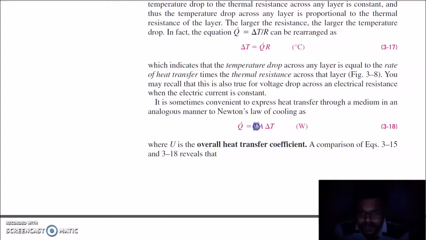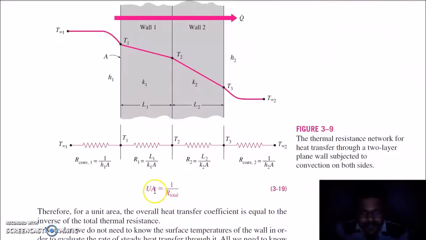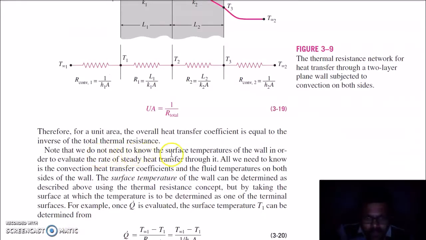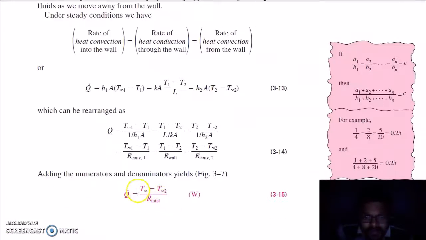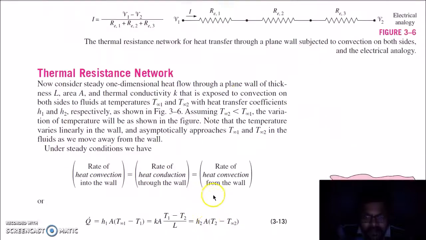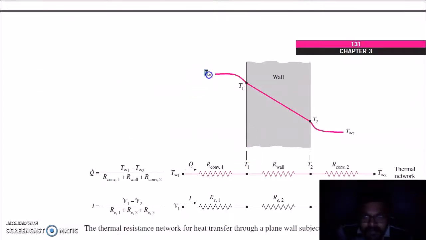In this case, U is the overall heat transfer coefficient, so UA is equal to 1 by total resistance. We do not need to know the surface temperature of the wall in order to evaluate the rate of steady heat transfer through it. This formula does not include the surface temperature. It has the temperature of the fluid on one side of the wall, which is T infinity 1, and T infinity 2, which is this temperature of the fluid and this temperature of the fluid.